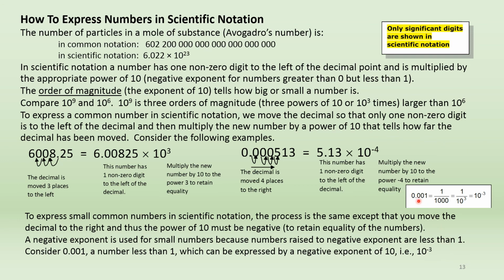So let's consider here, 0.001 can be written as 1 over 1,000, which is 1 over 10 to the 3. And you probably remember from algebra class that 1 over 10 to the 3 can be expressed as 10 to the minus 3. So a negative exponent corresponds to a value that is between 0 and 1.